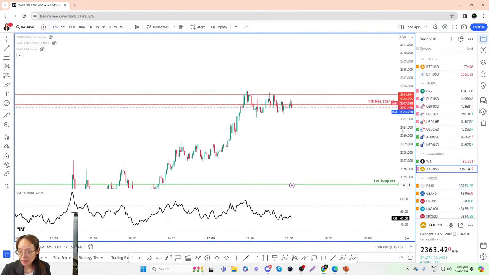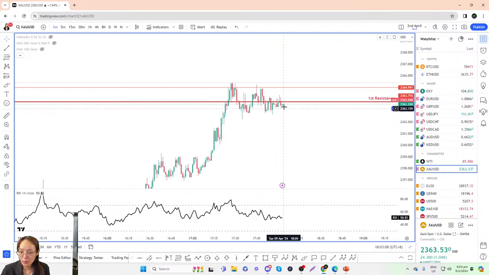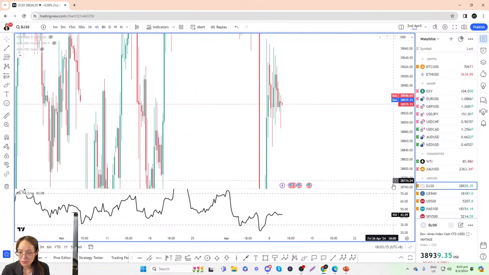Any pair you want me to have a look at? Price is falling, I expected at least 50 pips. That's good enough for me for scalping gold, 50 pips. Any pair you guys want to have a look at? Maybe we go to indices.